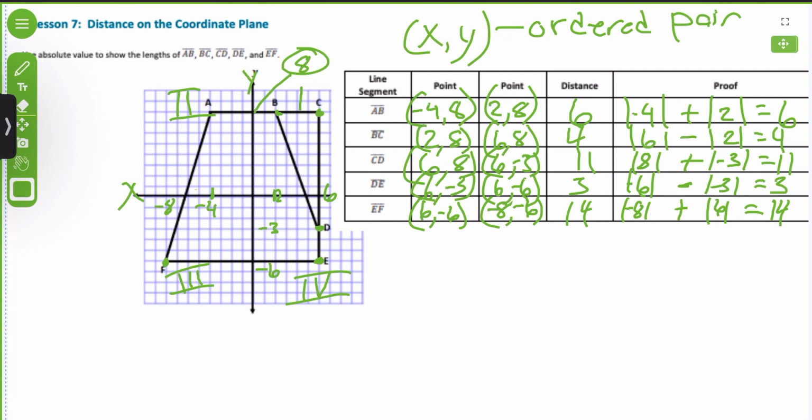So think of it like this. If you cross one of these, add them. You see what I did there? If you cross one of these, you're going to add. If you don't, just subtract it.